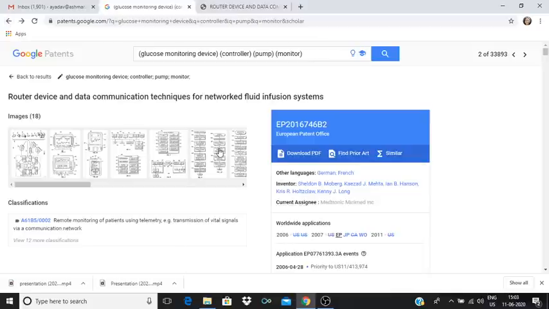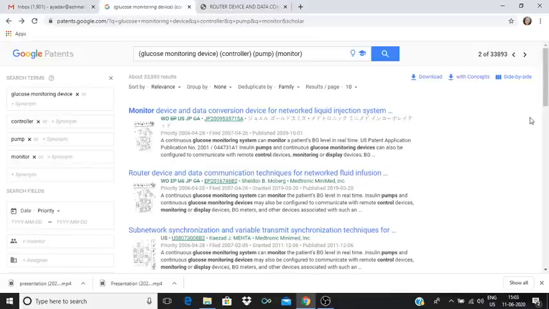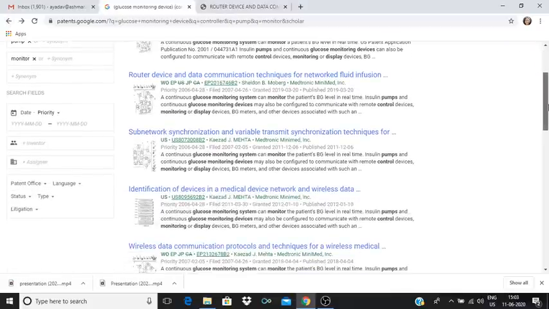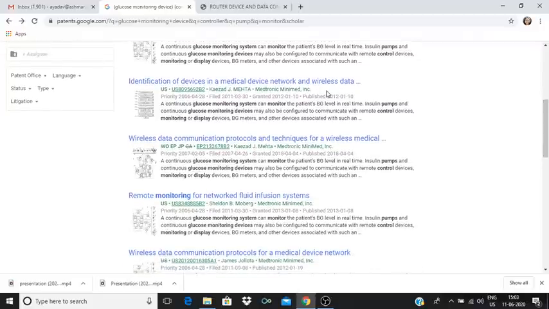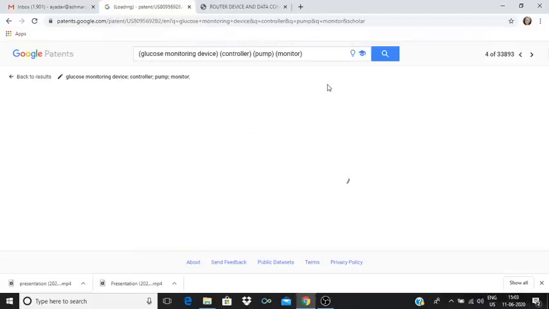We'll go back and find some US patent application also. Suppose let's go to this particular US patent.